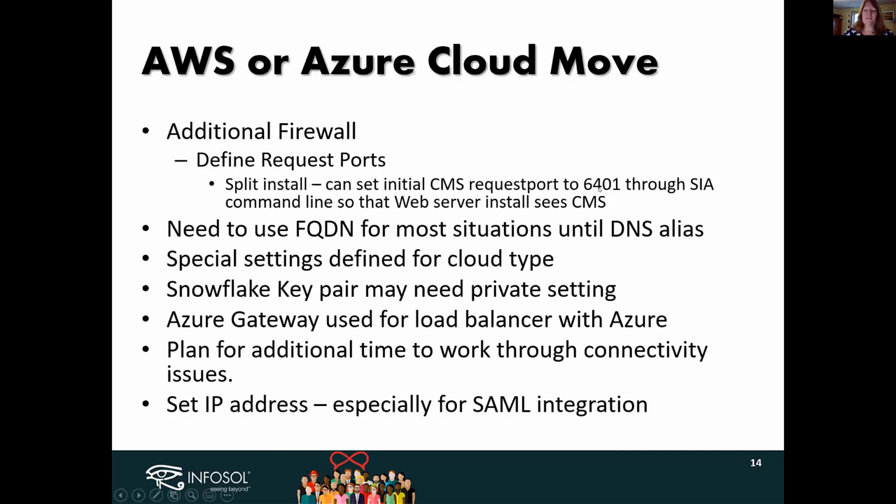So you want to set your different services to have a specific request port. And you can do that for the CMS. If you've got a split install, like a web install and an SIA, you can set the CMS request port in the command line in the SIA, so you can specify a port. So you don't have to open up all the ports in order to connect and then go into the browser and set it. You can do that on the command line. If you need any help with that, let me know.